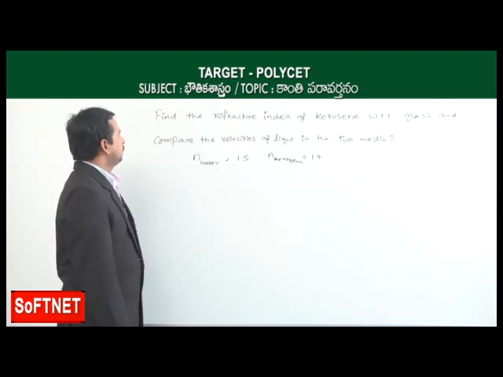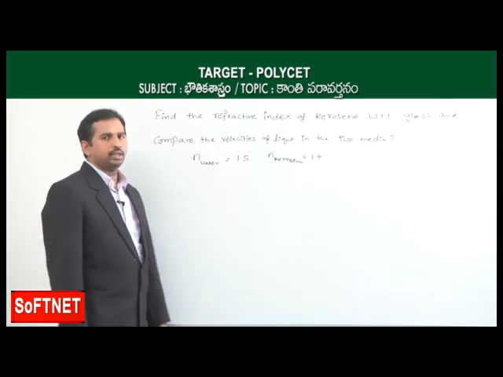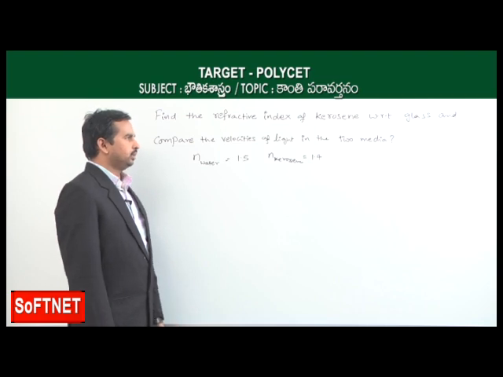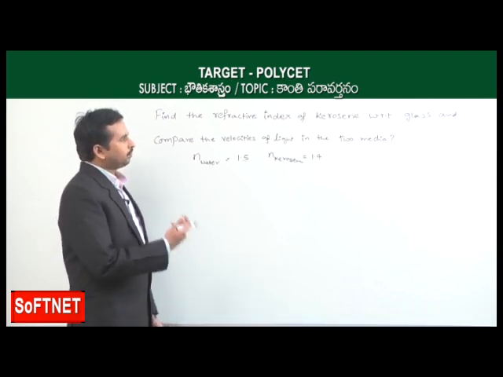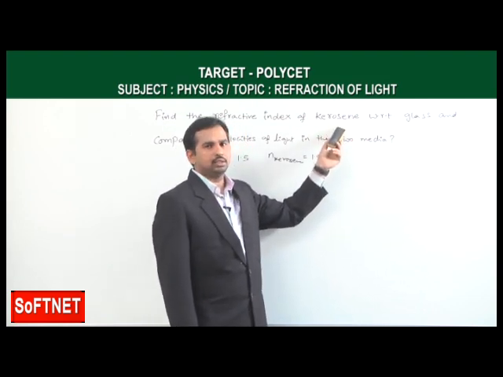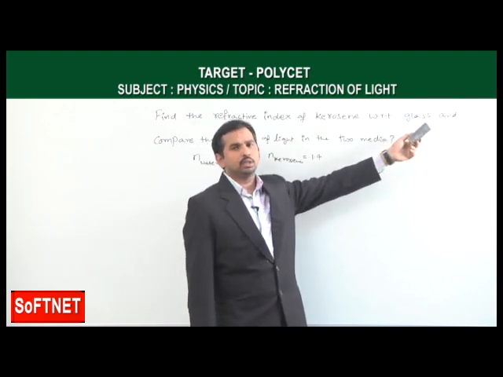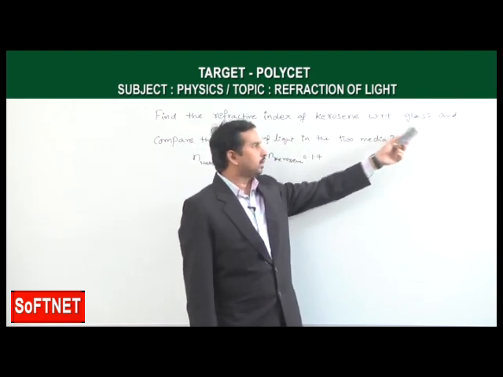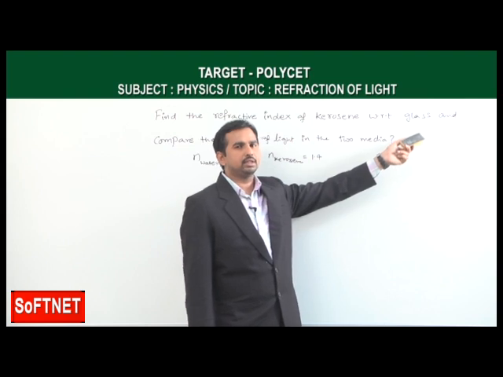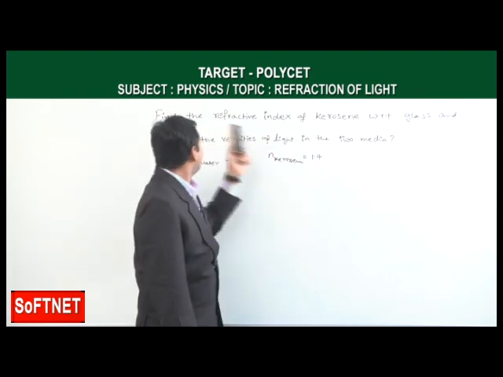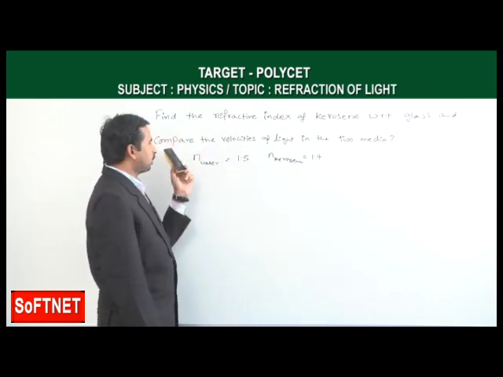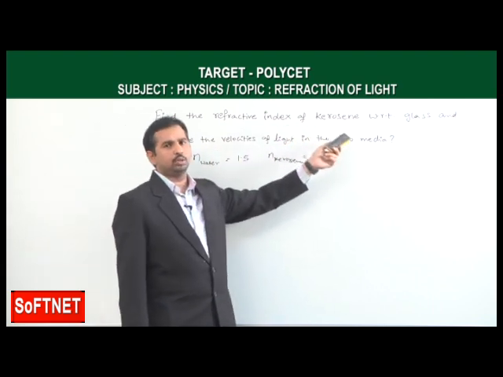Now we will see another important model in this relative refractive index. You have to find the refractive index of kerosene with respect to glass. Kerosene is a rarer medium when compared to glass, because glass is a solid whereas kerosene is a liquid. So kerosene acts like a rarer medium and glass acts like a denser medium here. We have to find the relative refractive index of kerosene with respect to glass, and compare the velocity of light in both the mediums here.